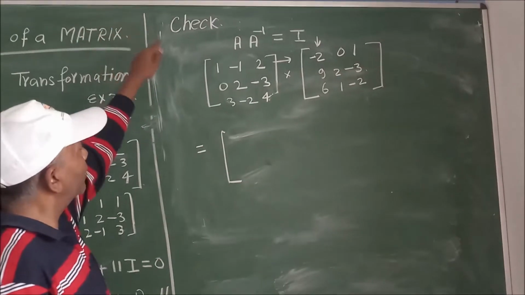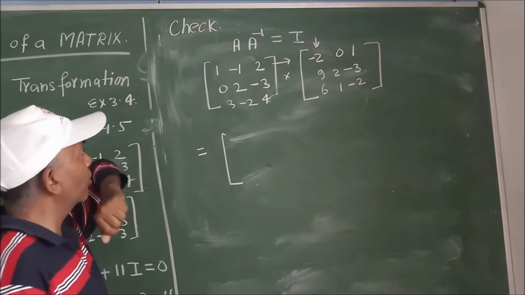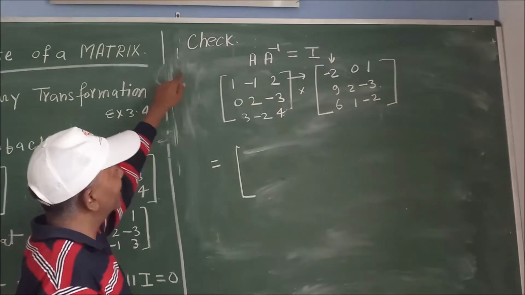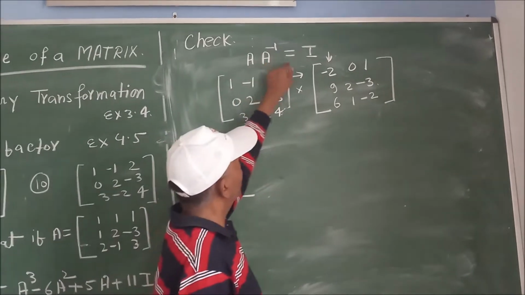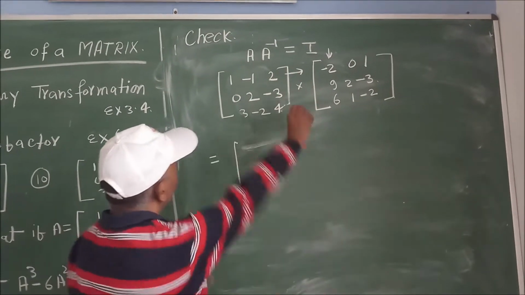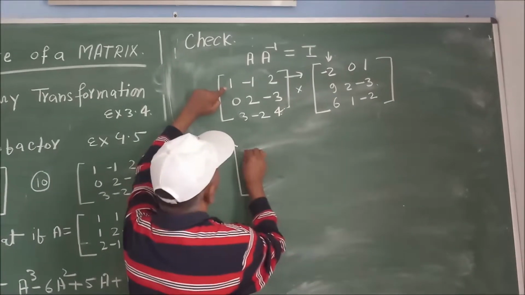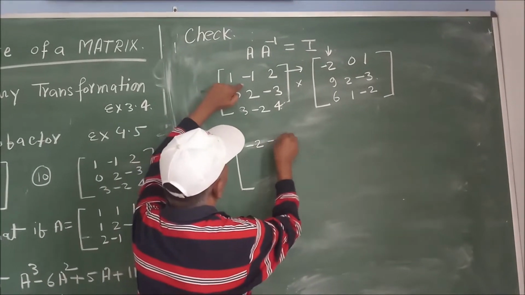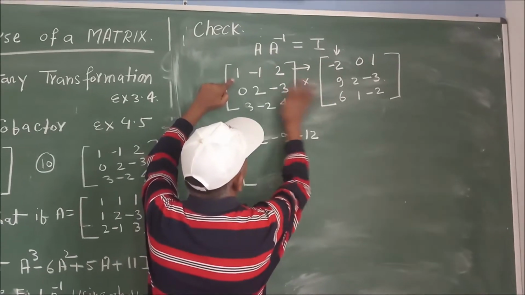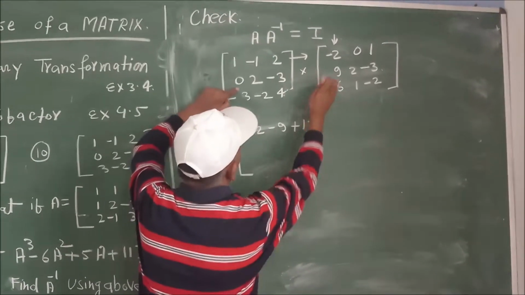Now we want to know whether the answer is correct or not. If you want to check this for any matrix, then A into A inverse must be equal to the identity matrix. So multiply R1 to C1. So this can be written as 2 into minus 2, minus 2 minus 9 plus 12. Minus 2 minus 9 is 2 into 6, 12.